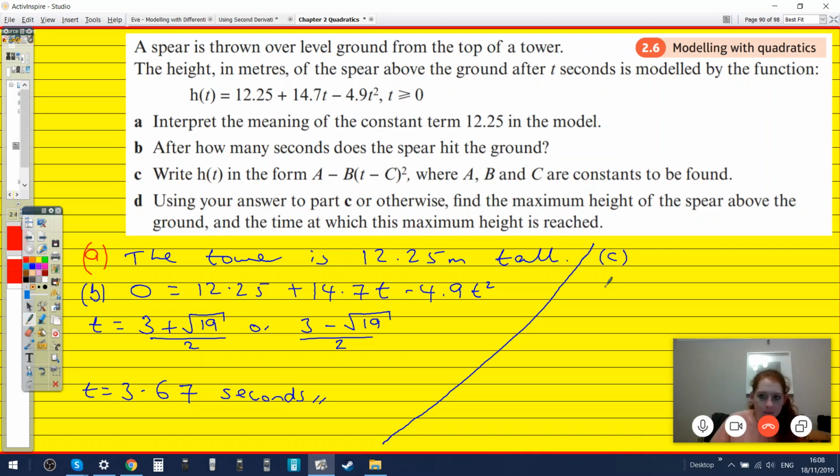I'm not quite sure. It basically means completed square form. That's complete square form. Okay. And so you just have to complete the square. Is that where we have to bring the 4.9 out? That's right.